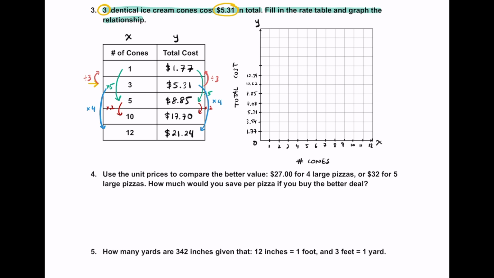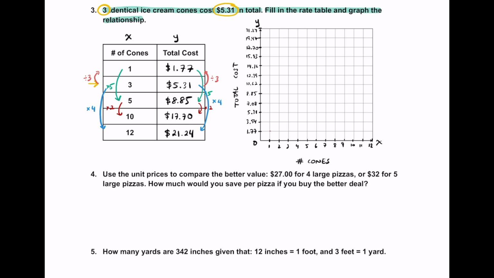Adding up another $1.77 onto that, we're going to get $14.16. Another $1.77 on top of that, that's going to be $15.93. Another $1.77, that's going to be $17.70. That should look familiar. Plus $1.77, that's going to be $19.47. And finally, at the top here, we're going to have $21.24. Okay, so the next step we're going to do is go ahead and graph it.